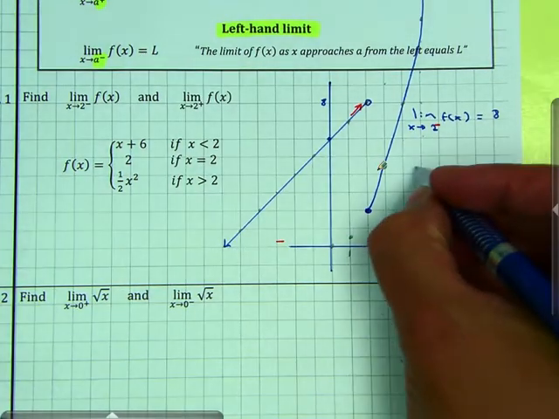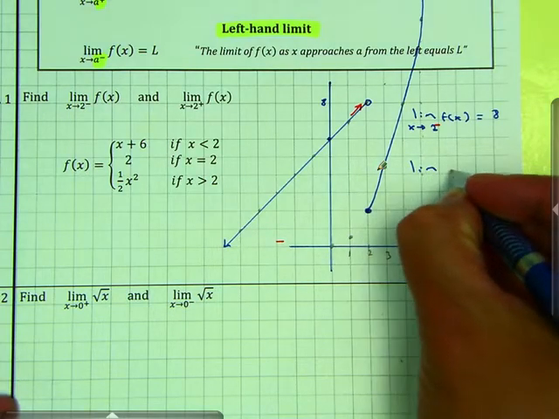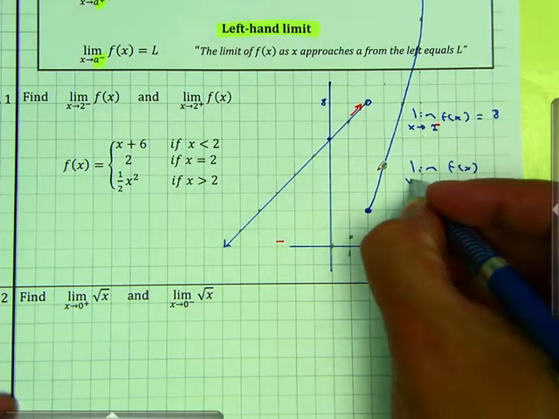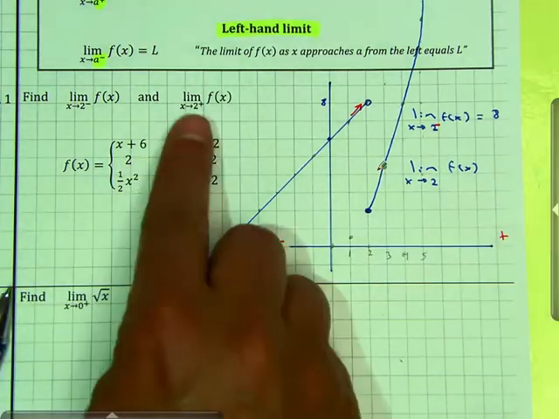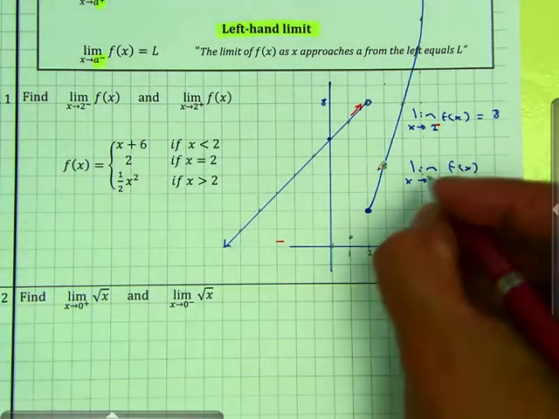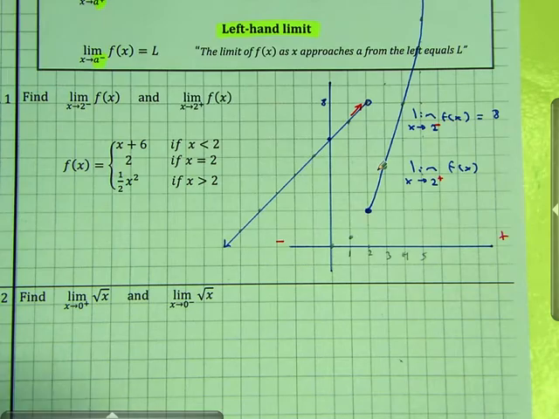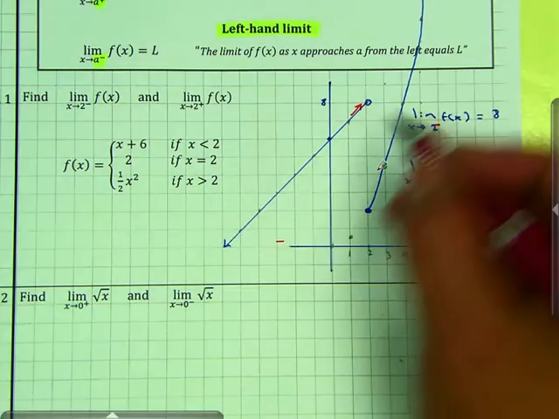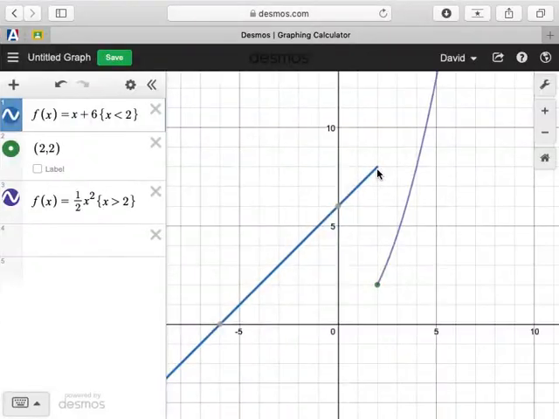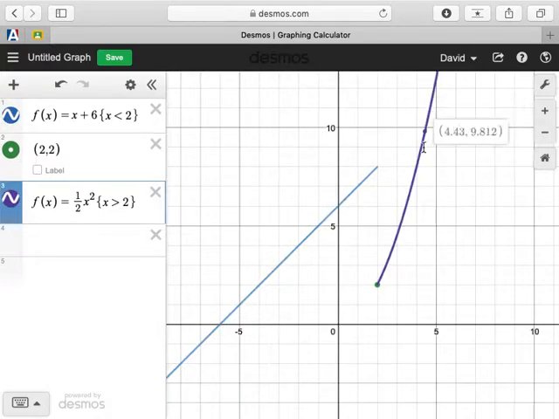And we also need to find the right-hand side limit, the limit of f of x as x approaches 2, but now from the right-hand side. So therefore, we are going to approach it from the right. So as we approach it from the right, what is going to be the y value? 4, 3.5, 3.1, 2.9, 2.5. It's undefined.